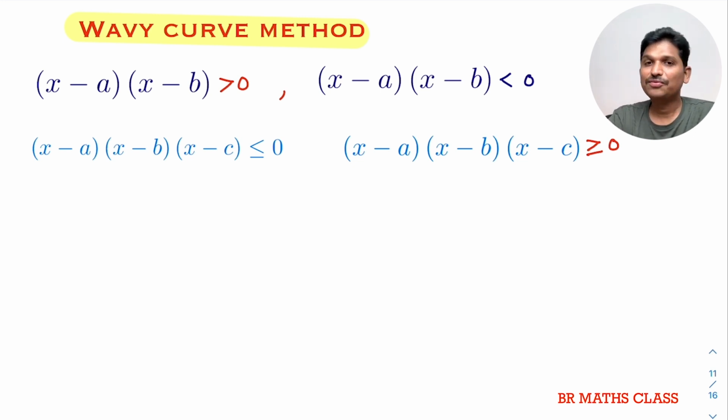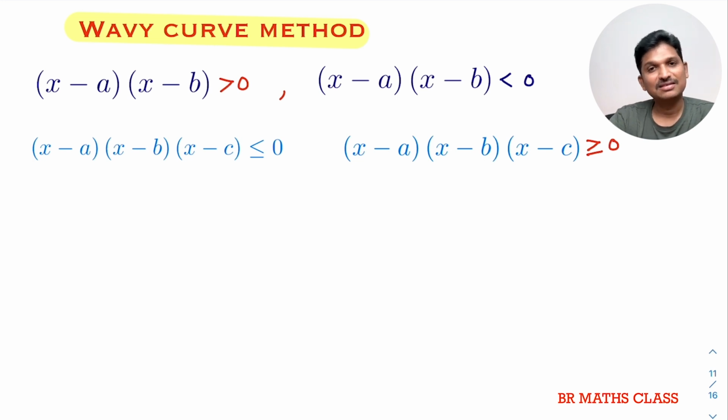In the first class of linear inequalities, we learned about intervals. What is meant by closed interval a comma b? What is meant by open interval a comma b? What is the meaning of the interval closed a open b? And the main rules of linear inequalities.